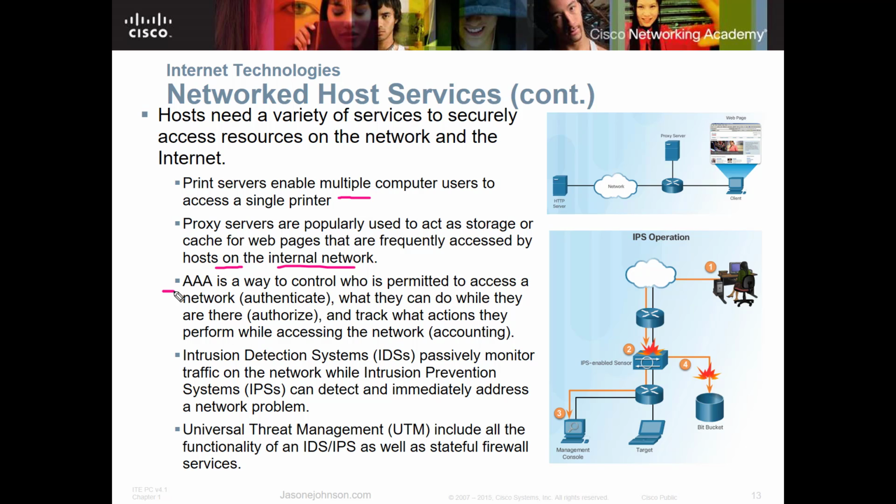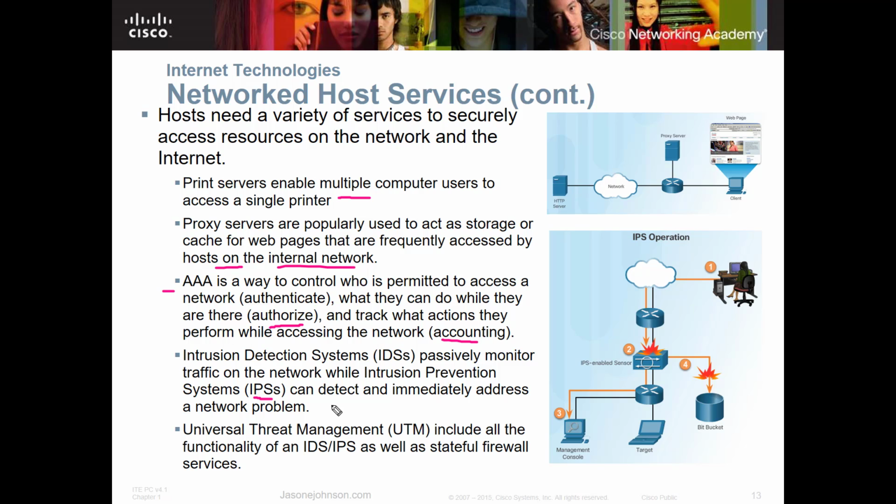Now, AAA is a way to control who's permitted to access a network, which is authentication. It also controls what they can do while they're there, which is authorization, and then there's the accounting part of it. And then there is an IDS, which is an intrusion detection system, and then there's an intrusion prevention system. Those are two different things. IDSs and IPSs are two different things, and don't get IPS confused with ISP.